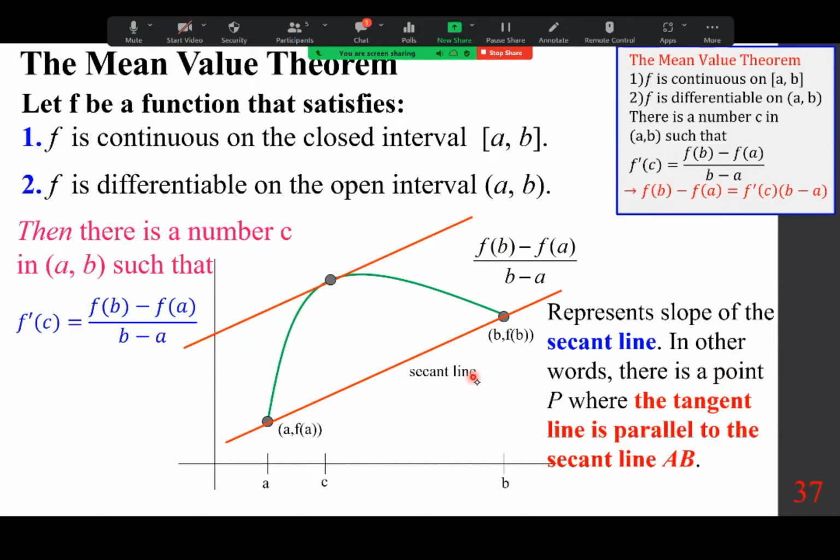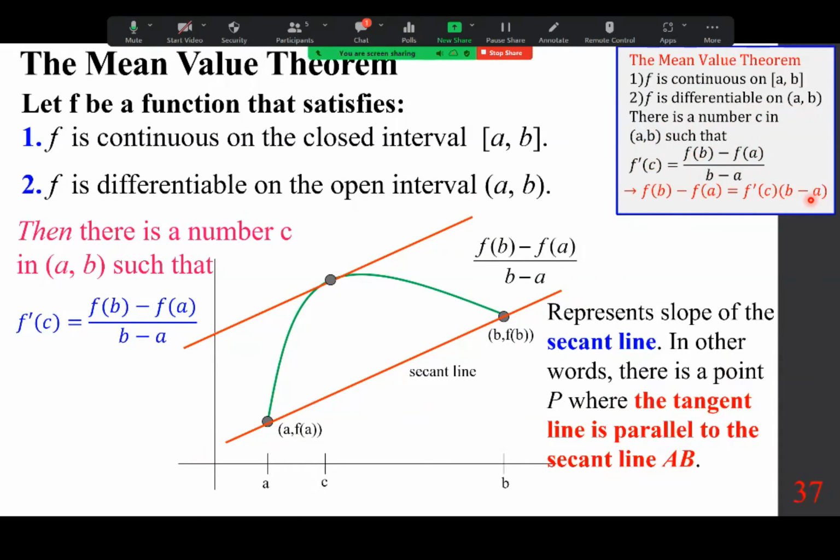So in short, what does the mean value theorem say? We have a continuous function in the closed interval and a differentiable function in an open interval of a to b. There must be a number c in between, somewhere in the interval, such that the f prime of c is f of b minus f of a over b minus a, which means there is a tangent line parallel to a secant line. And if you do the cross product, f prime of c times b minus a becomes f of b minus f of a. So that's the mean value theorem.